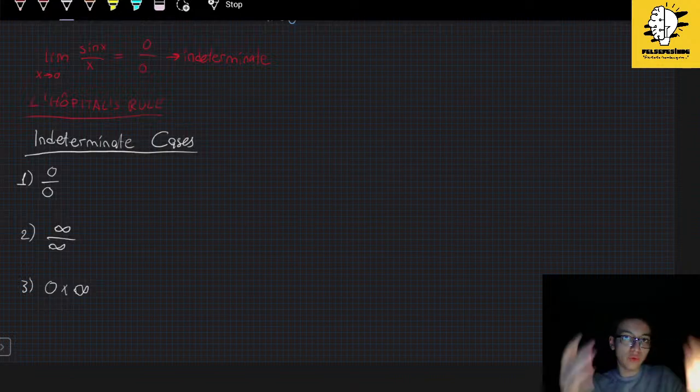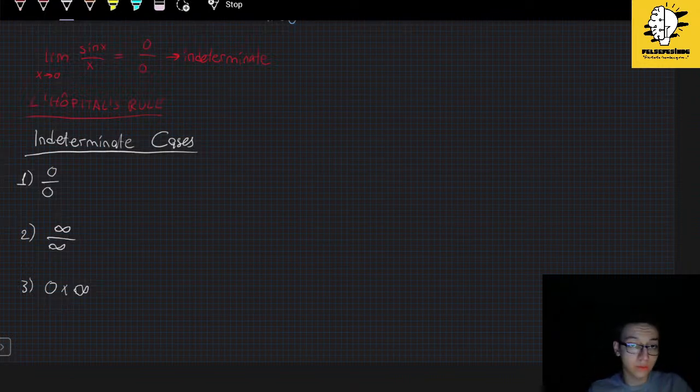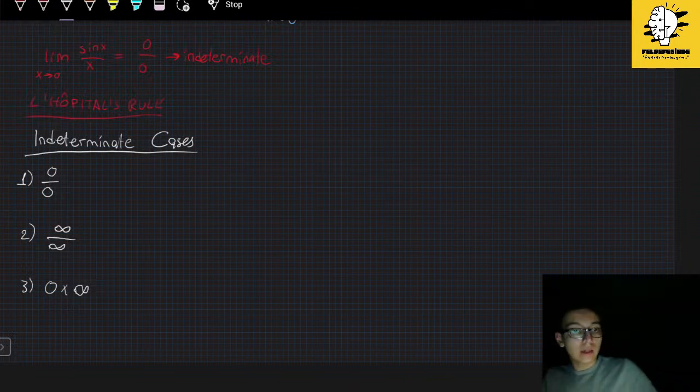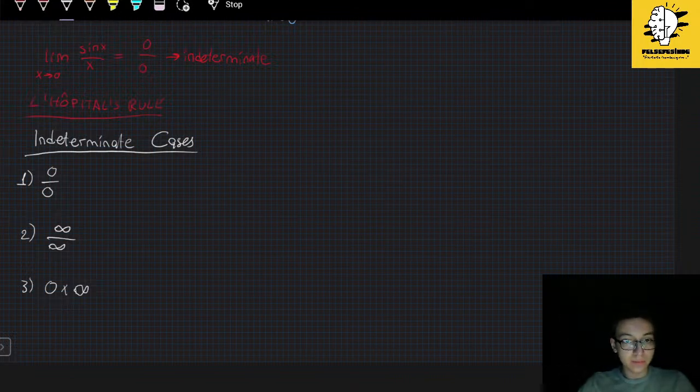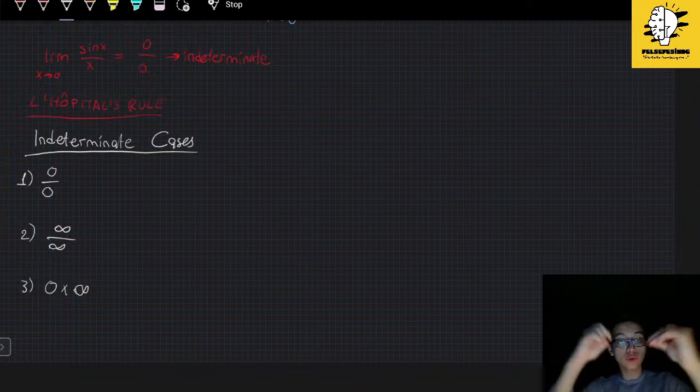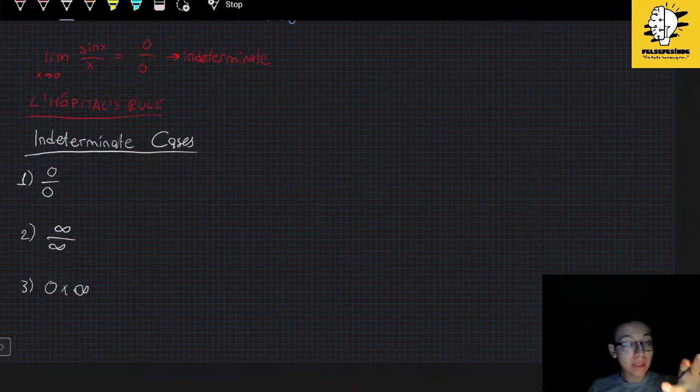Yeah, if you have this case, for example, in sine x over x, we saw that 0 over 0 was the first case. So if you have those kinds of cases, L'Hopital said that you can use the derivative. You can take the derivative of both numerator and denominator, keeping the same limit.